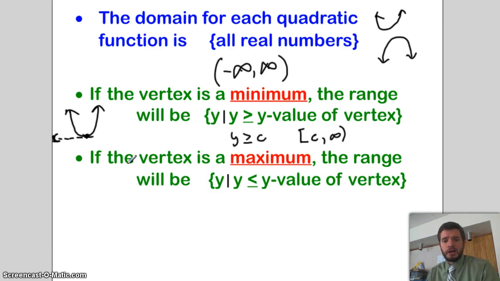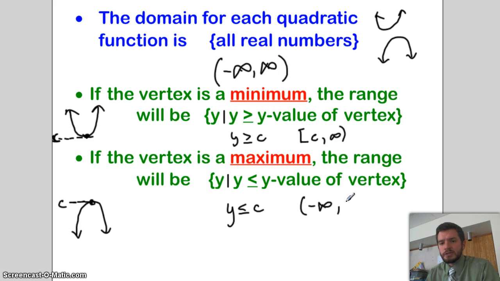And then the last part is, again, if the vertex is a maximum. So if it is facing down like this, and here's your vertex, and we'll use the same C value. If it's a maximum, then the range is all numbers less than or equal to C. In interval notation, it would be negative infinity all the way to C inclusive. So that'll give you a better idea of what to expect there.